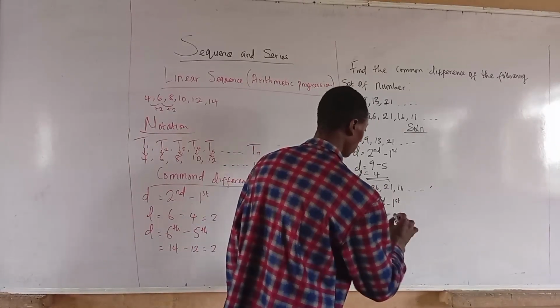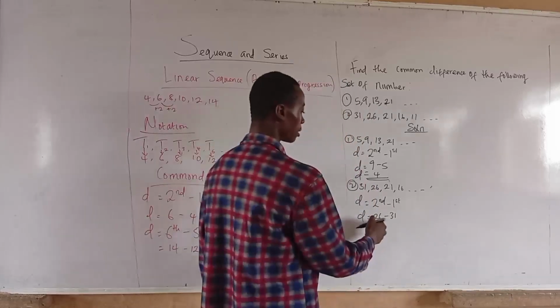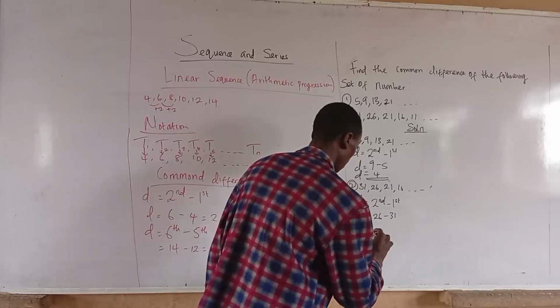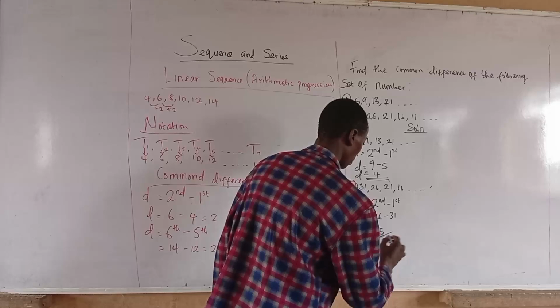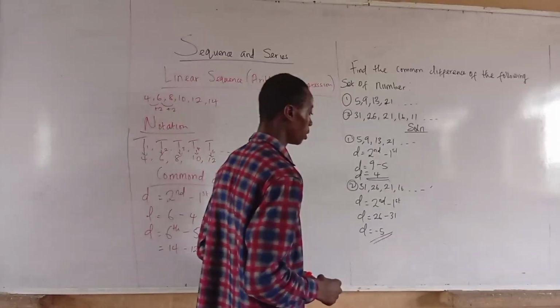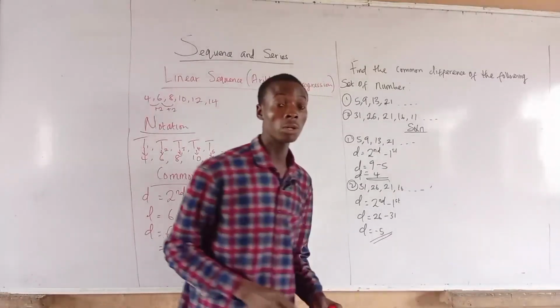26. What is our first term? 31. 26 minus 31 will give us what? Minus 5. Minus 5 here is our common difference. That is all about common difference.